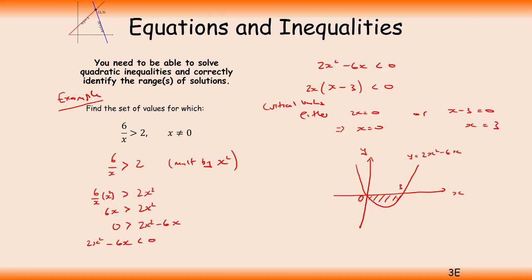So the region where it lies below 0 is from 0 to 3. So we can say x is greater than 0, but x is less than 3.